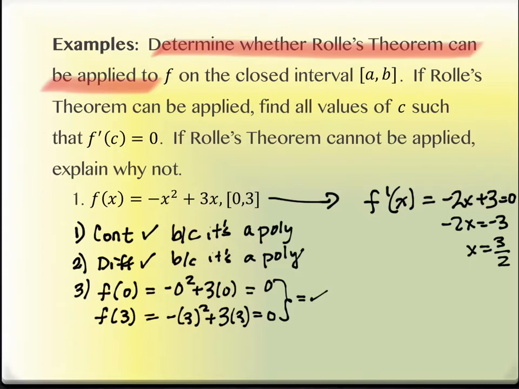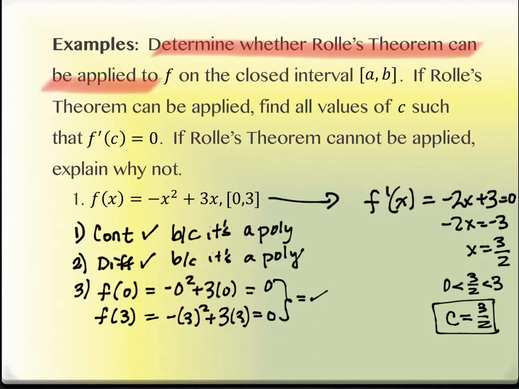I had 3 halves show up in my earlier lesson too, right? In 3.1. But do you notice 3 halves this time? It's on my interval, isn't it? Last time it wasn't. Here it is. And Rolle's theorem guaranteed that at least one of the values I find, if there's more than one, is going to be on my interval. So, sure enough, 3 halves is in between 0 and 3. So my c value, the one that I was looking for, is in fact the 3 halves. Is that good?